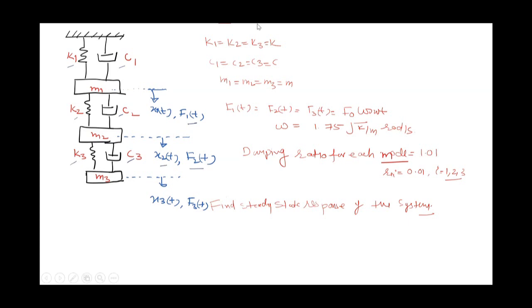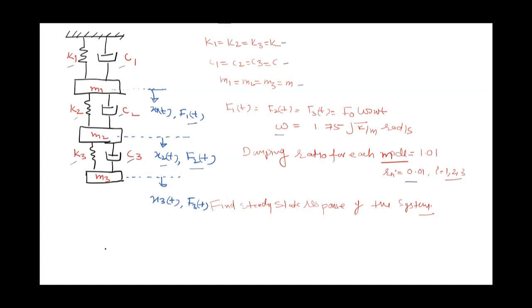And we are given here K1, K2, K3 all are equal to K, and C1, C2, C3 all are equal to C, and M1, M2, M3 all are equal to M. And F1(t), F2(t), F3(t) equal to F0 cos(omega t), and omega, the excitation frequency, is given as 1.75 times the square root of K by M radian per second. And the damping ratio for each mode, zeta i, is given as 0.01, with i equals 1, 2, 3. So we need to find out the steady state response of the system.